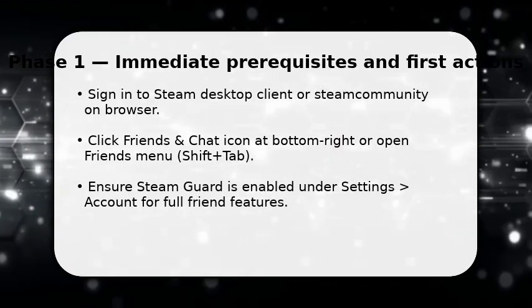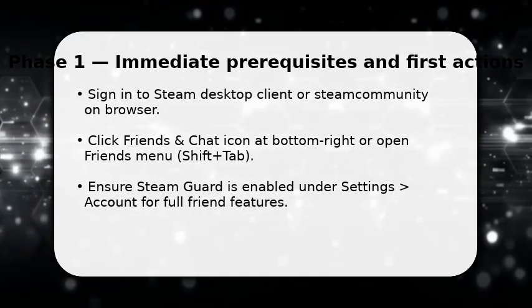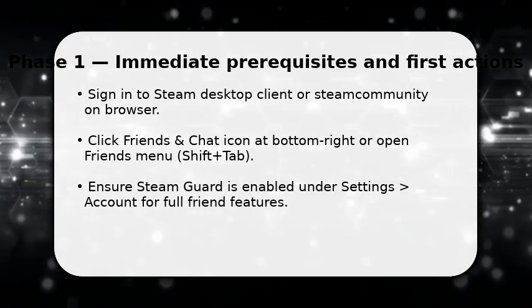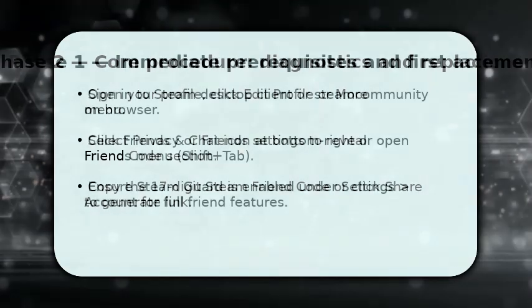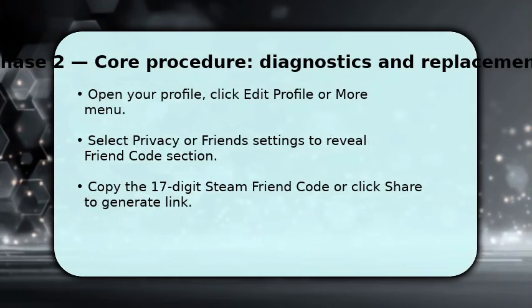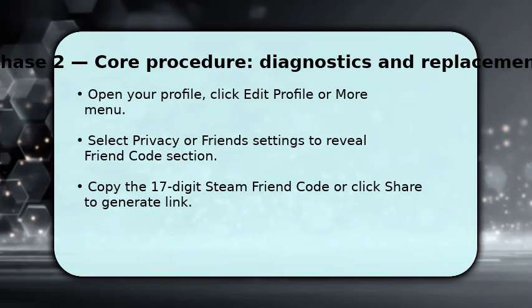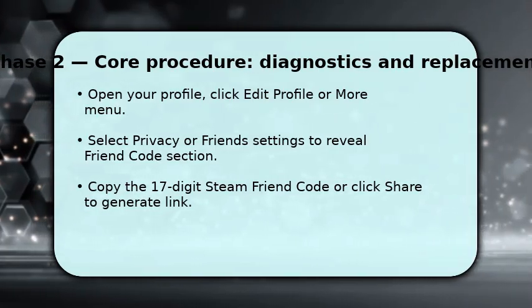Once done, open your profile from the Friends window so the next step can locate the actual friend code and connection options. On your profile page, choose Edit Profile or hit the More drop-down, then navigate to the Friends or Privacy area where Steam stores your friend code.